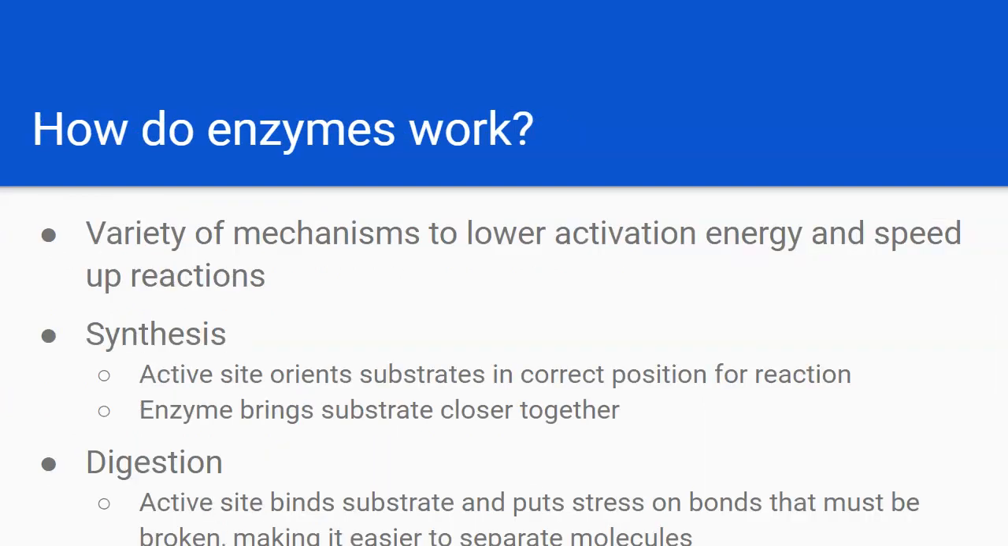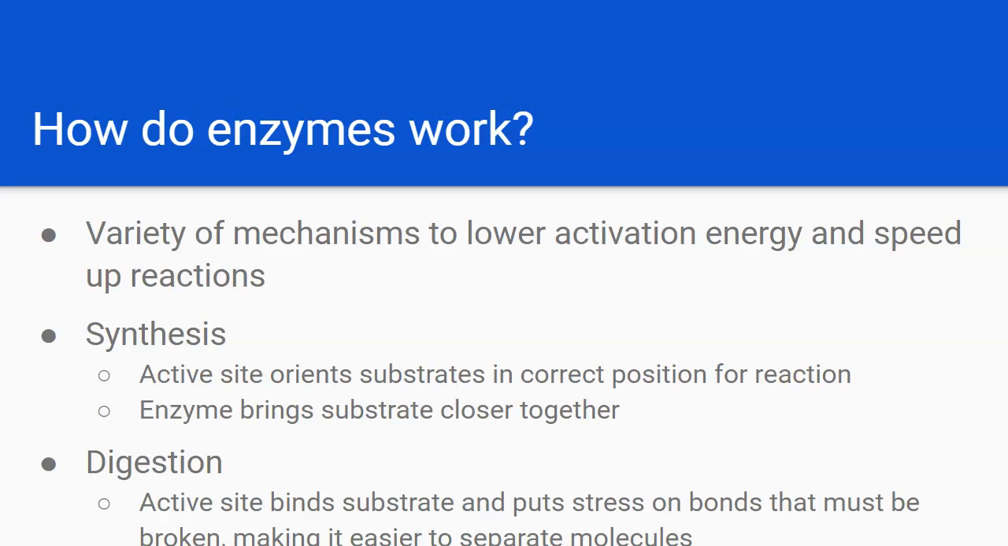How do enzymes work? Well, as I mentioned previously, they lower the activation energy, the amount of energy needed to activate the reaction or make the reaction take place. In that way, you don't have to spend as much time gathering energy to make it happen. So by lowering the activation energy, you can make it happen faster. That's really why they're speeding up reactions.